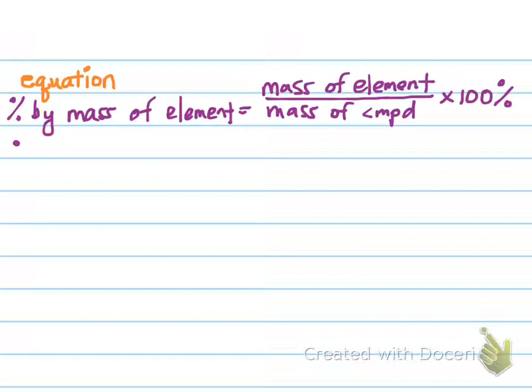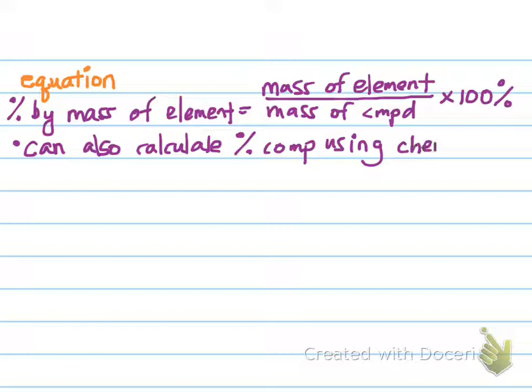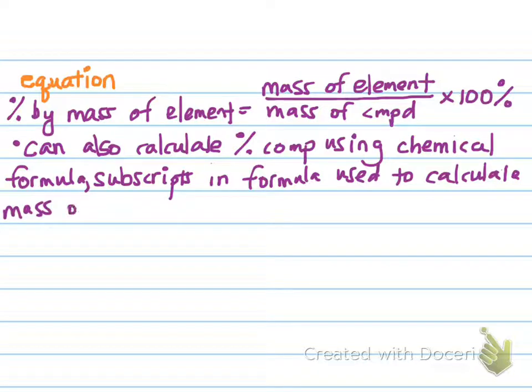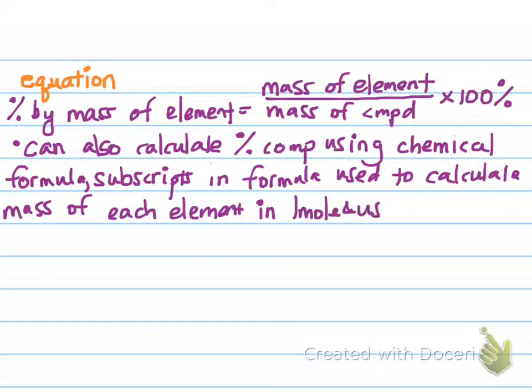However, sometimes you're going to be asked to calculate it given some information. So you could also calculate percent composition using the chemical formula, in which case the subscripts in the formula are used to calculate the mass of each element in 1 mole, and you use molar mass.